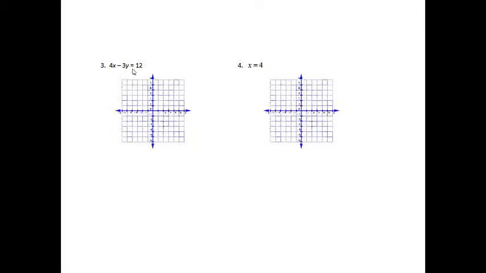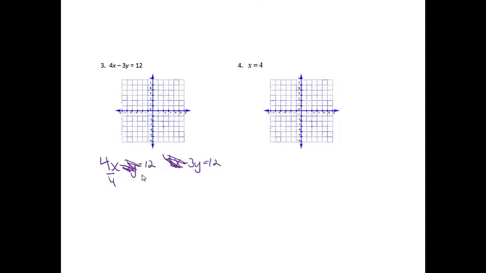Number 3, we have 4x minus 3y equals 12. There are a couple different ways to do this one. I will work it both ways, so you can just fast forward through the way that you did not do. I'm going to do the intercept method first, which means to write it 2 times. And the first one we're going to cross off the y because we're letting the y be 0, and then the second one we'll let x be 0.